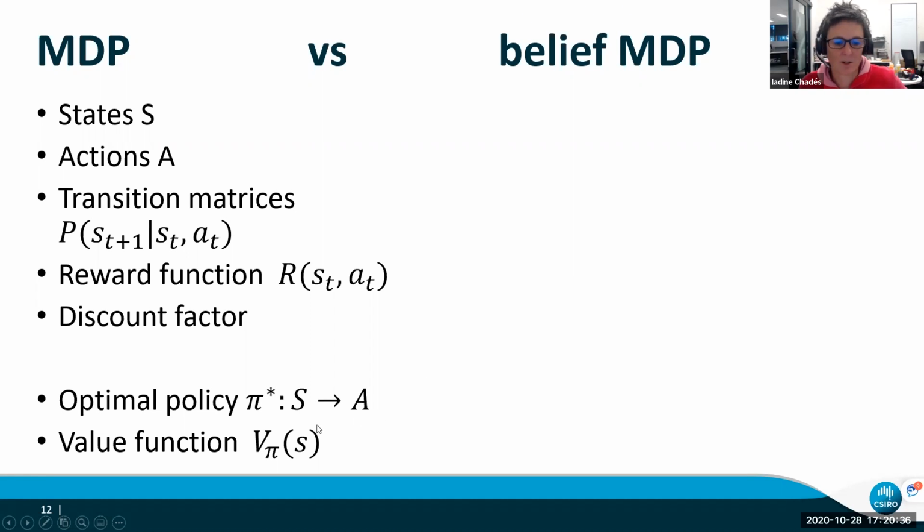The way of ranking or evaluating the performance of each policy is through the evaluation of what we call the value function. In our case, it corresponds to the expected sum of rewards over time.